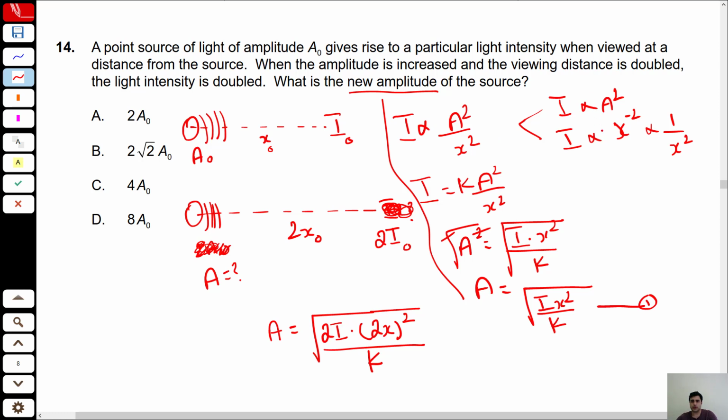First of all, we combine these two equations. So intensity depends on two things: the amplitude and the distance from the source. Combine them together, form a single equation, replace proportionality with a constant k, and then try to make amplitude the subject. Why are we making amplitude the subject? Because that is what we need to find. What is the new amplitude? So initially you have an amplitude of A naught, at a distance of x naught, you get intensity of I naught. The second time, what will be the new amplitude, so that if you place the receiver at twice the distance away, you will receive twice the intensity?